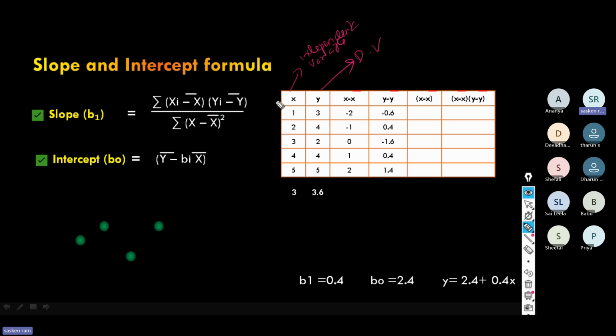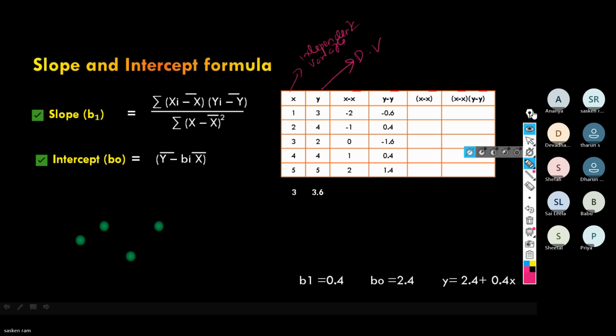Here I computed the mean of X. Mean is the average. If you add all the five values, 1 plus 2 plus 3 plus 4 plus 5, the total of the X values is 15. To take the average, add all the values and divide by the total number of values, so 15 divided by 5 is 3. This is called your X bar, the mean of X, which is 3.